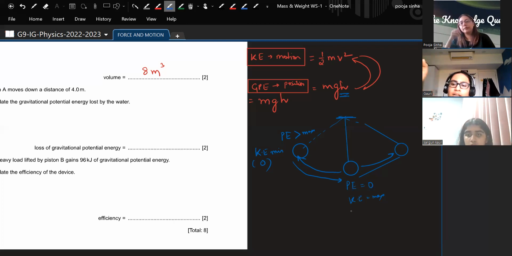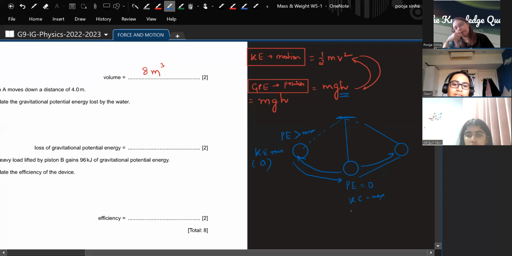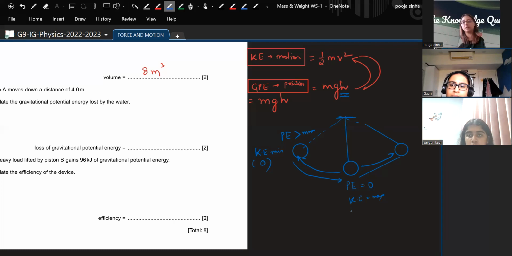So the potential energy will be maximum and kinetic will be minimum. बस अब ये ऐसे ही घूमता रहेगा. अगर ये वैक्यूम होता, ये कभी नहीं रुकता. But since it is not vacuum, there is air friction. तो ये धीरे करके स्लो होके बंद हो जाएगा.